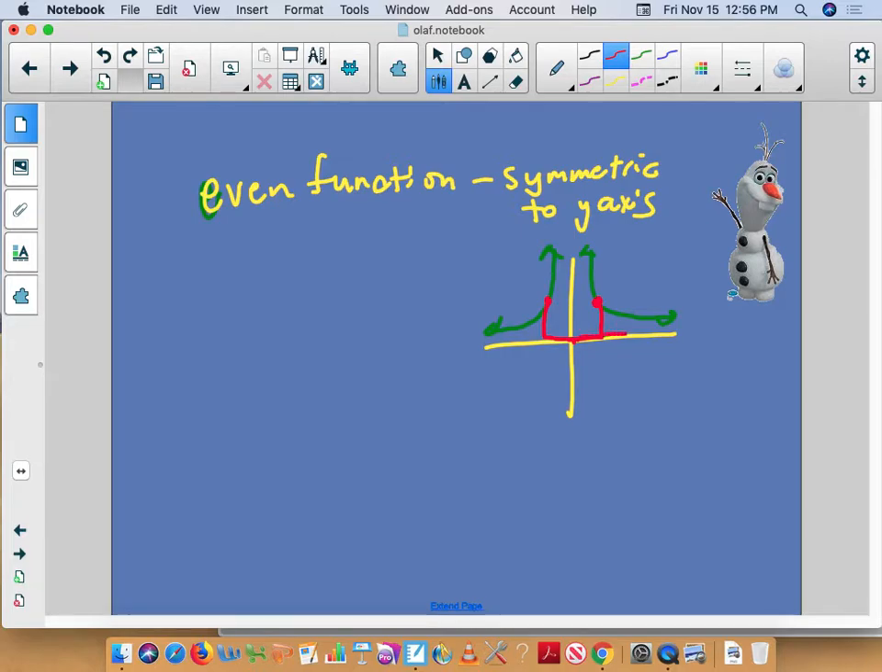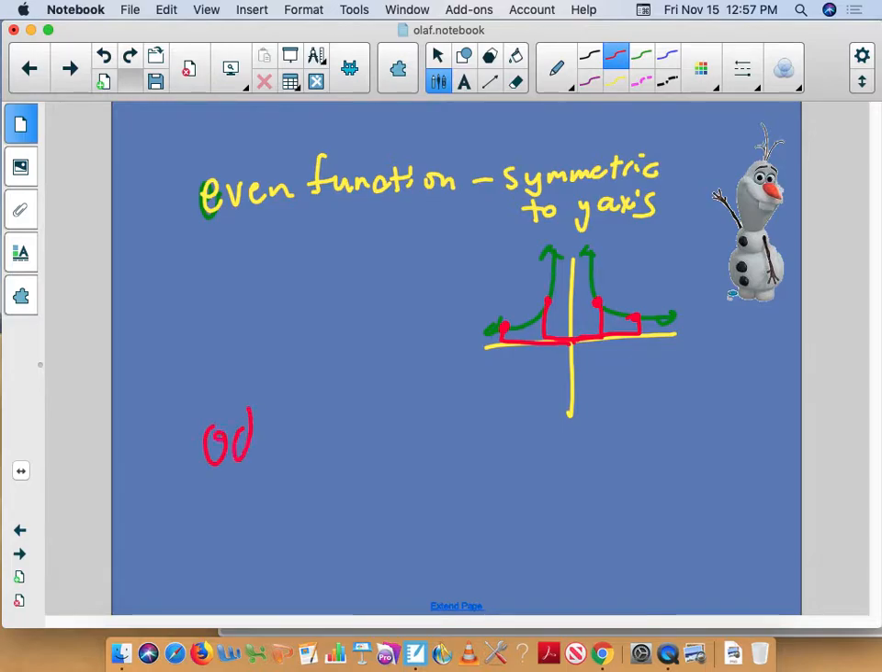So if I go out here and I get 1, I go back here and I get 1. You're going out and up or out and down. It doesn't have to be up. Some of yours are in the negatives. Okay? That's an even function. It's symmetric to the y-axis.